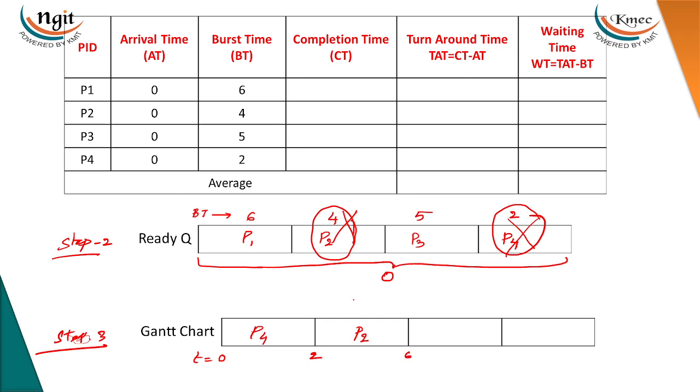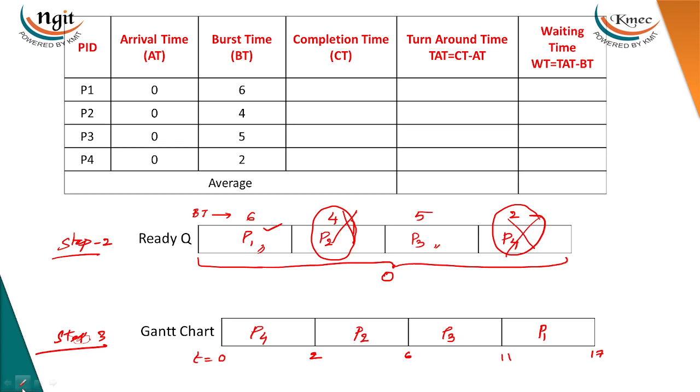Time t equal to 6. Then there are two left, P1 and P3, where P1 has burst time 6 and P3 has burst time 5. So we schedule P3 to the CPU: 6 plus 5, that is 11. Finally, only one process is left, P1. We schedule P1 into the CPU. Its burst time is 6, so 11 plus 6 is 17. At time t equal to 17, P1 execution is completed.